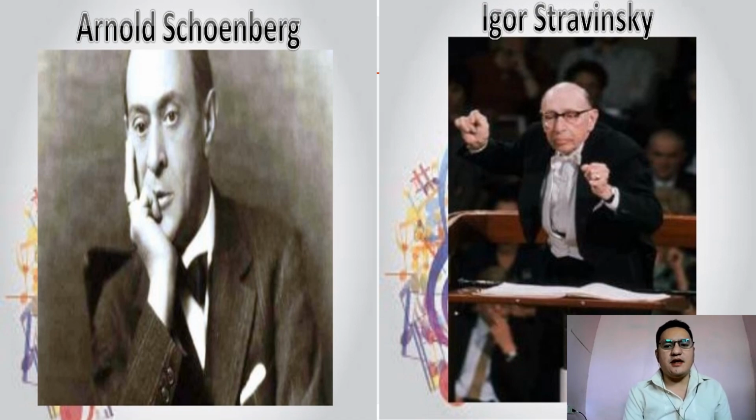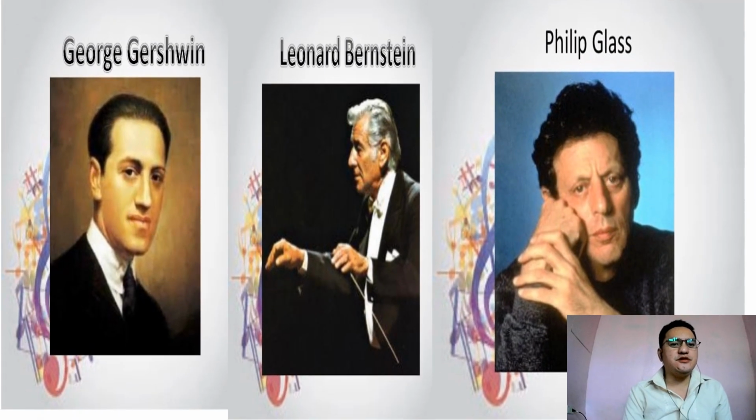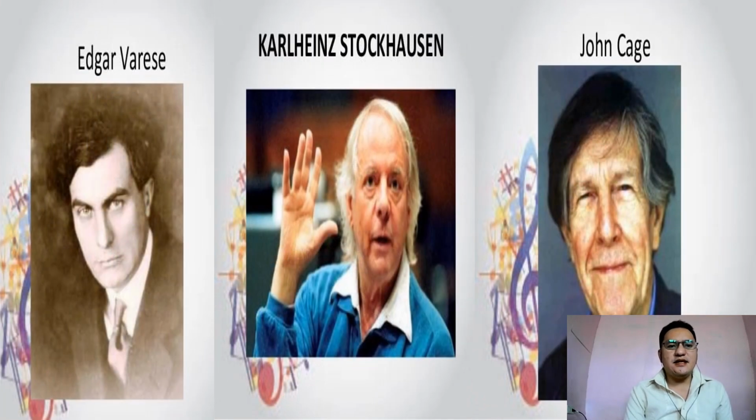So we also have here Bela Bartok, Sergei Prokofiev, Francis Poulenc, and we also have here George Gershwin, Leonard Bernstein or Bernstein in other pronunciation. We also have here Philip Glass, Edgar Varese, Carl Stockhausen, and John Cage. Those are the composers that we are going to tackle as we go along for this lesson.